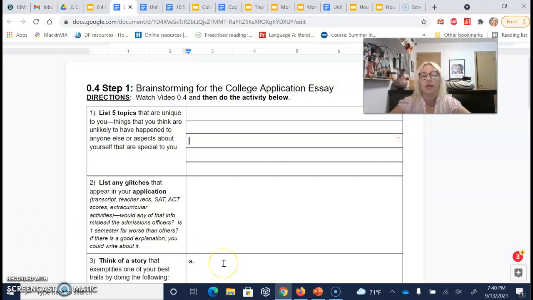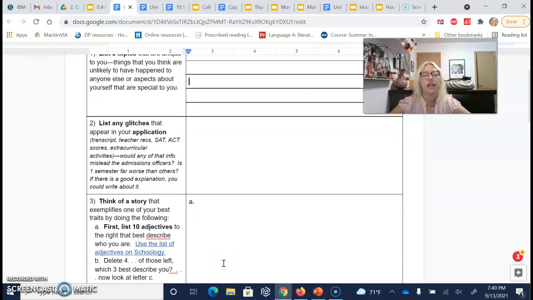Okay, moving on to number 2. List any glitches that appear in your application. Transcript, teacher recs, SAT, ACT scores, extracurricular activities, lack thereof. Would any of that information mislead the admissions officers? Is one semester far worse than the others? If there's a good explanation, you could write about it.